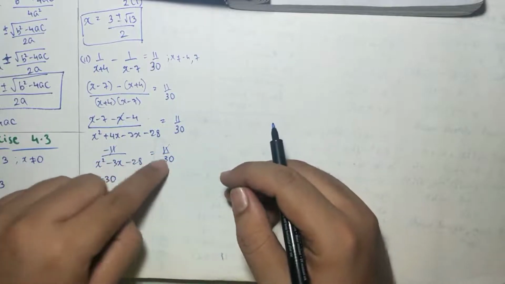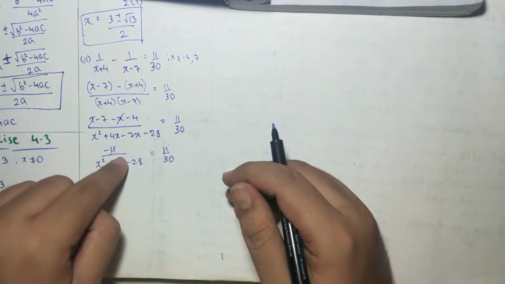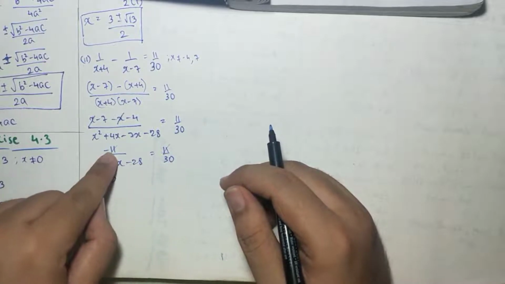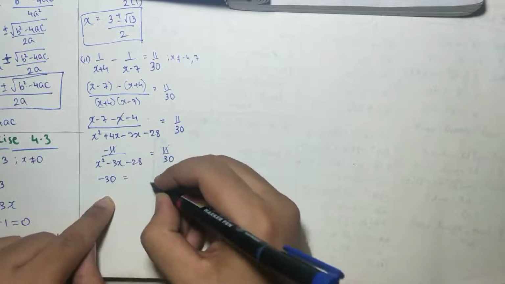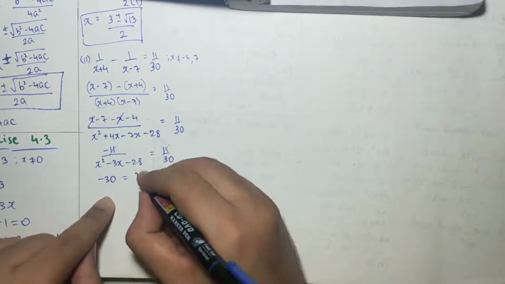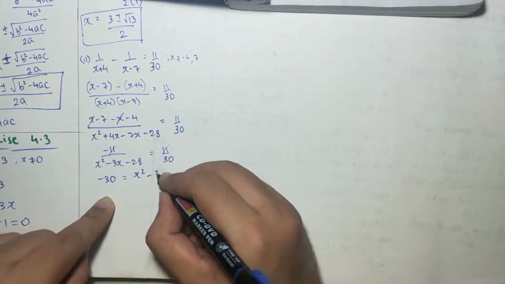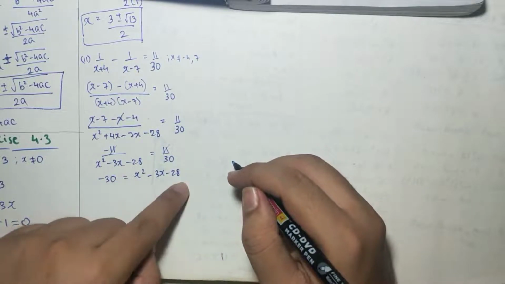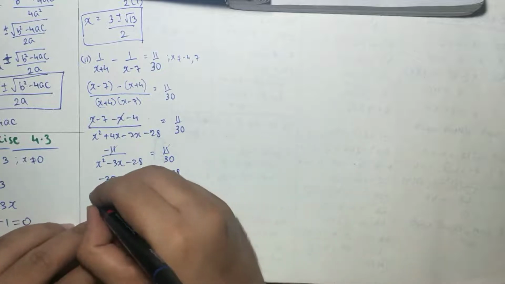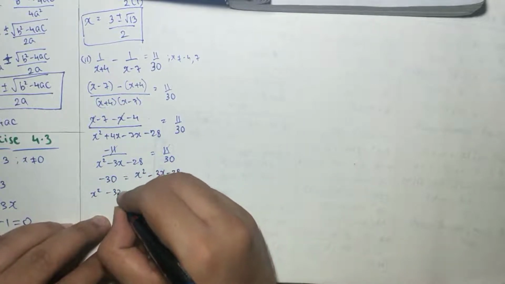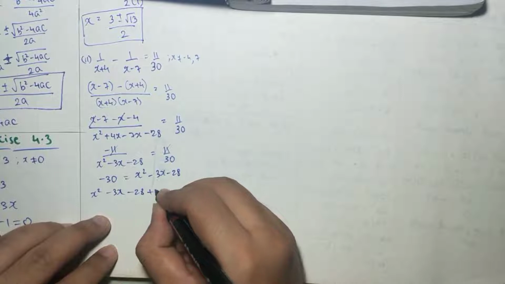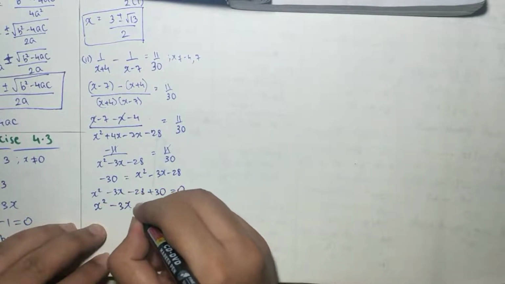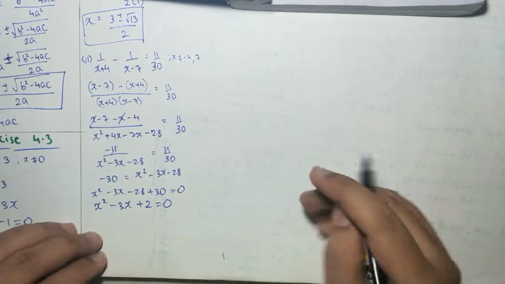Why have I cancelled 11, 11? In both the sides, 11 was the numerator. That's why we can cut that. 30 will get multiplied over here. It will become minus 30 equals to, this whole term will go on that side, the whole polynomial. So x square minus 3x minus 28. Taking minus 30 on the right hand side, it will become plus. So x square minus 3x minus 28 plus 30 equals to 0. That is x square minus 3x plus 2 equals to 0.